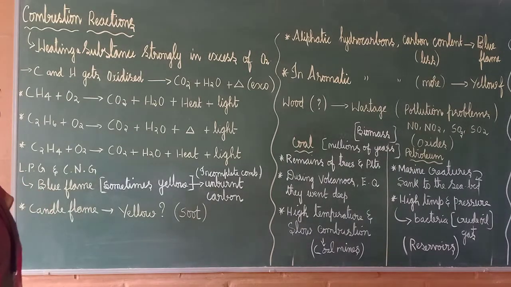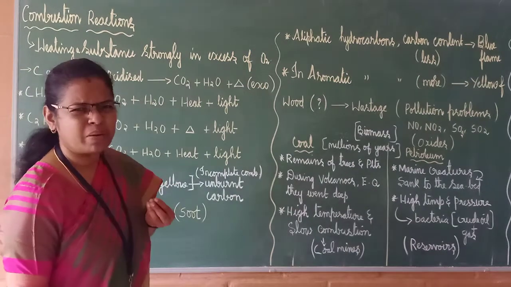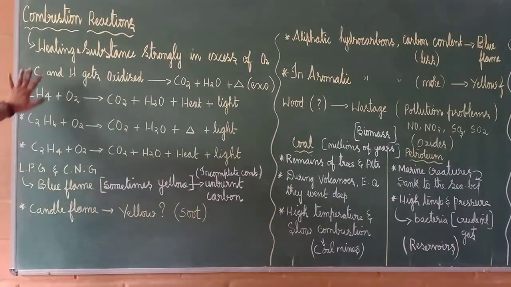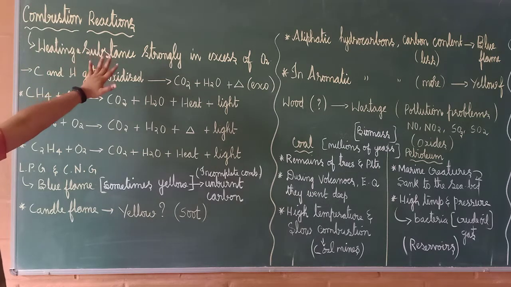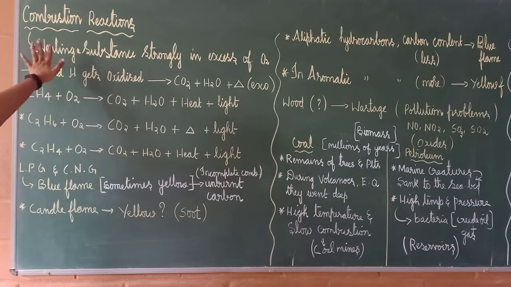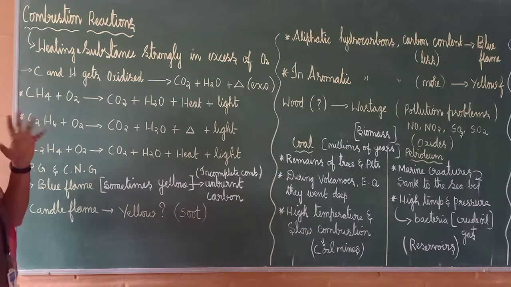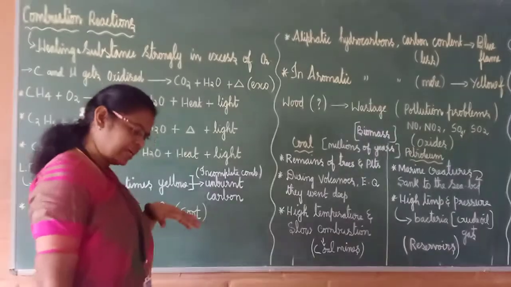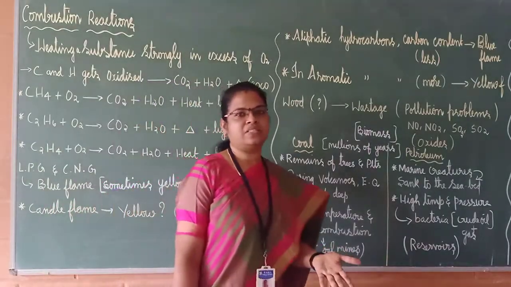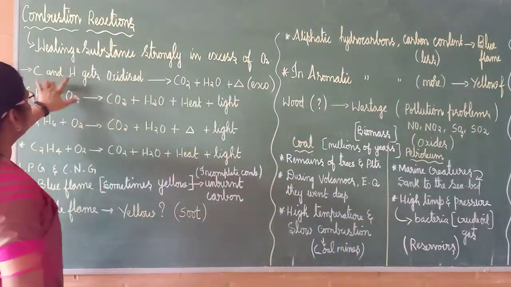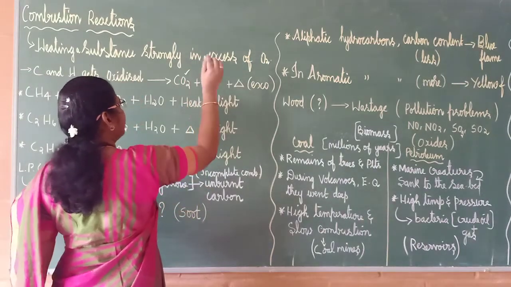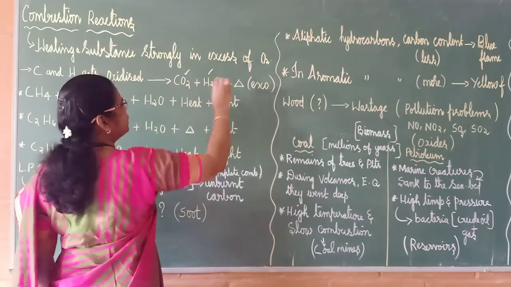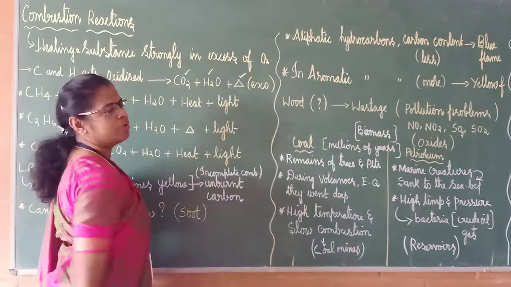In this reaction, how does combustion take place? What do you mean by combustion? Combustion means if a substance is heated strongly in excess of air or oxygen, then it is called combustion. While combustion takes place, carbon and hydrogen present in the hydrocarbons will get oxidized. What are the things we are getting? Carbon dioxide, water, heat and light will be produced.